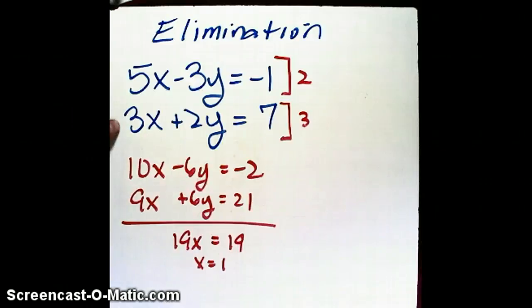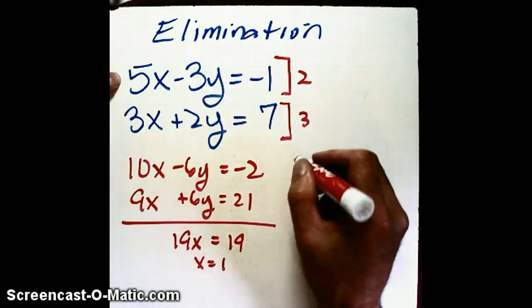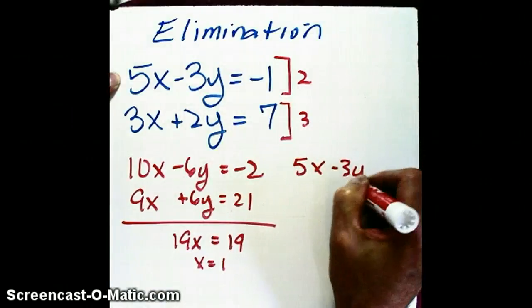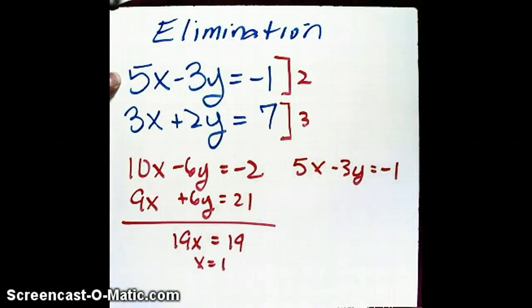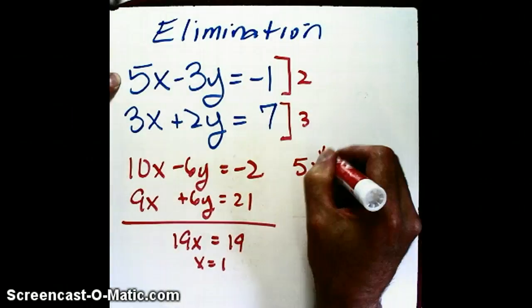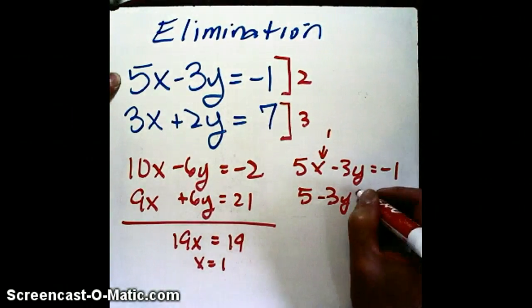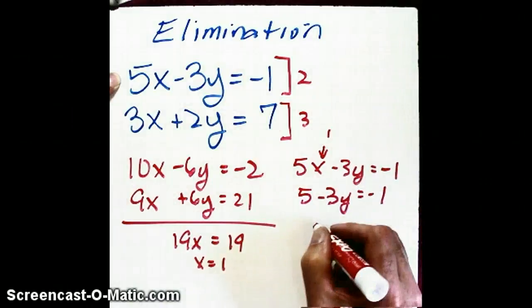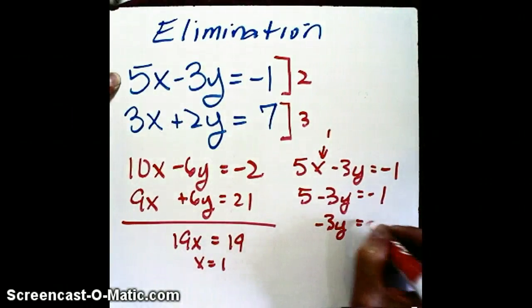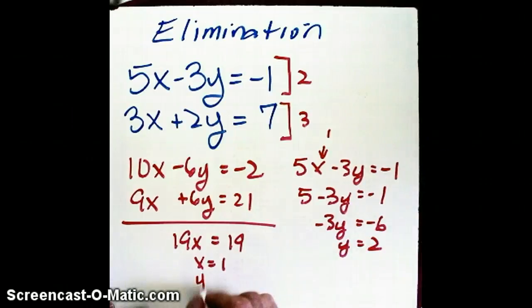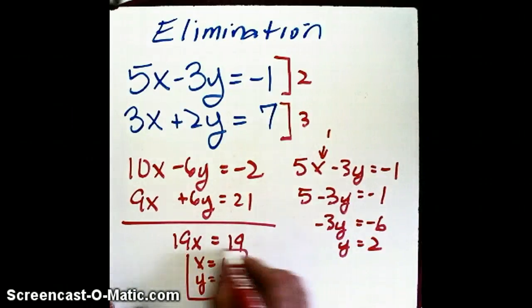There's really not an advantage to either equation, so I'll just use the top one. 5 times x minus 3y is equal to negative 1. Try to go back to your original problem here. Remember, 1 is going in for that x. So 5 minus 3y is equal to negative 1. So negative 3y is equal to negative 6. y is 2. So x is 1 and y is 2.